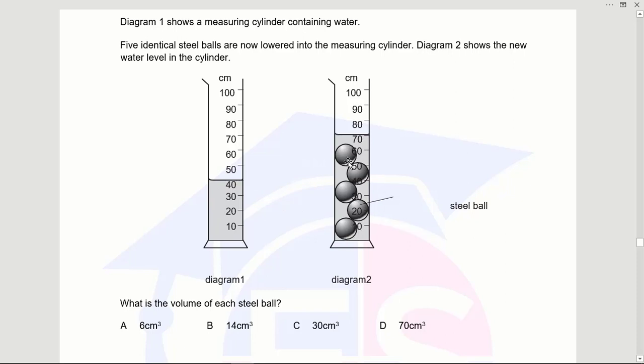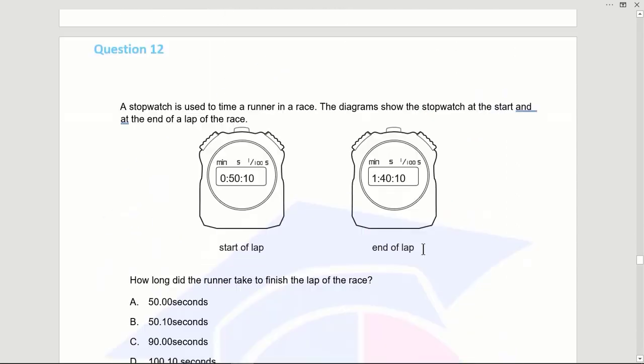When they're using different balls, they need the volume for only one. Got it? For example, here what is the answer here? Sorry, this is 40. 10, 20, 30, 40 and 50. 40 without the balls. When you put them in, it will become 70. So what is the total volume of all the balls? That is 30. And how many balls are there? 1, 2, 3, 4, 5. So 30 divided by 5, 6. The answer is 1, because they need it for only one ball, not for all the balls.